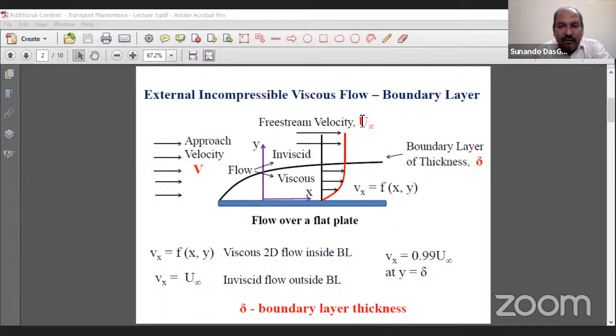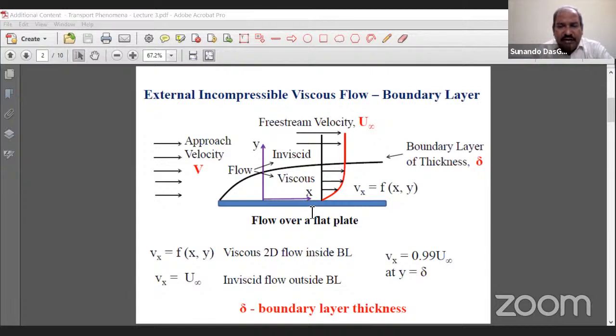So for a flow over a curved plate, this u infinity is not a constant, but rather is going to be a function of x, and Bernoulli's equation can be used to obtain the variation of u infinity with x. But for the special case of a flat plate, this approach velocity and u infinity are going to be identical because it has been assumed that the flow is unbounded in the y direction. So there is no variation in the flow area available for this case, and thus u infinity doesn't change.